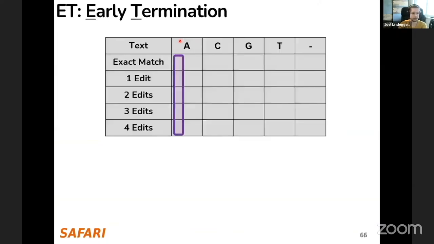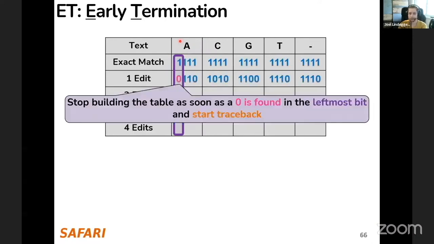Okay, third, we have this early termination improvement, ET. And the key idea here is that when we build the table top down, we just stop building the table as soon as we find that 0 in the leftmost bit. So recall that the unnecessary work down here was to compute the part of the table down here that can never be reached by traceback.